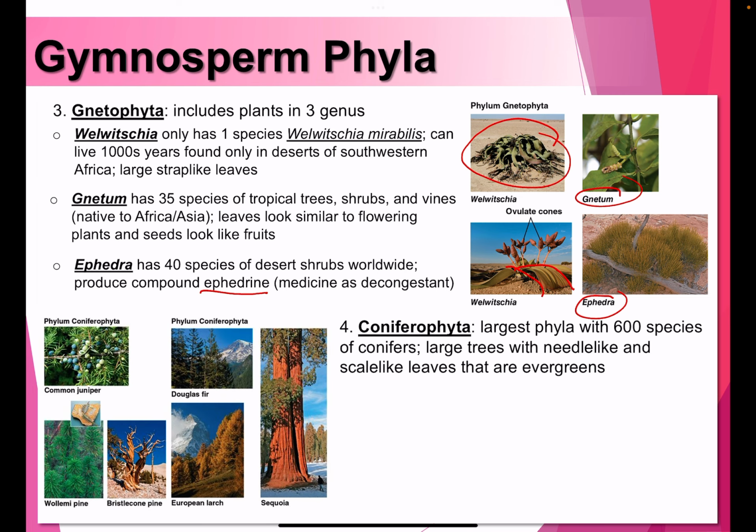And the last gymnosperm phyla is called Coniferophyta. Even though they're mentioned last, they're actually the largest phyla of the four in the gymnosperm group. They actually have 600 species of conifers out there. So they're usually very large trees, and their leaves are kind of shaped like needles, and then some are actually scale-like leaves.